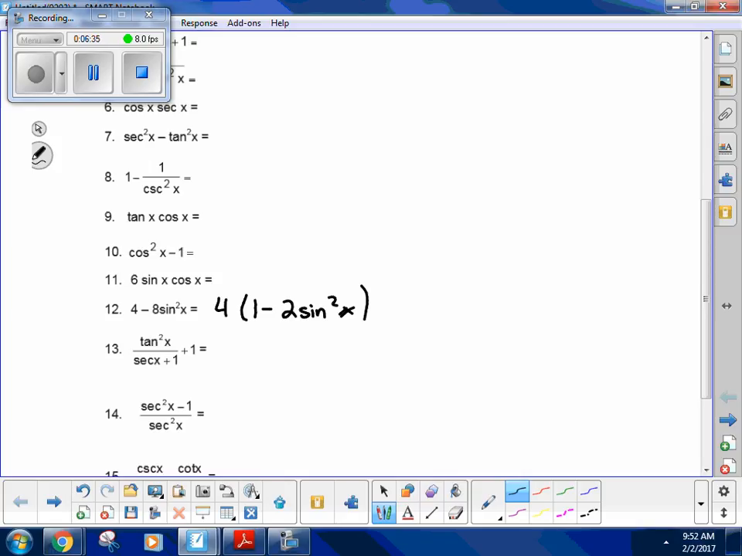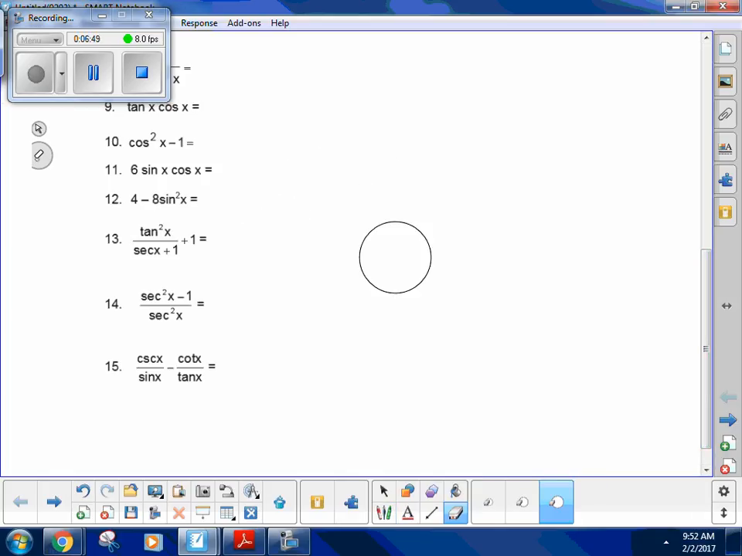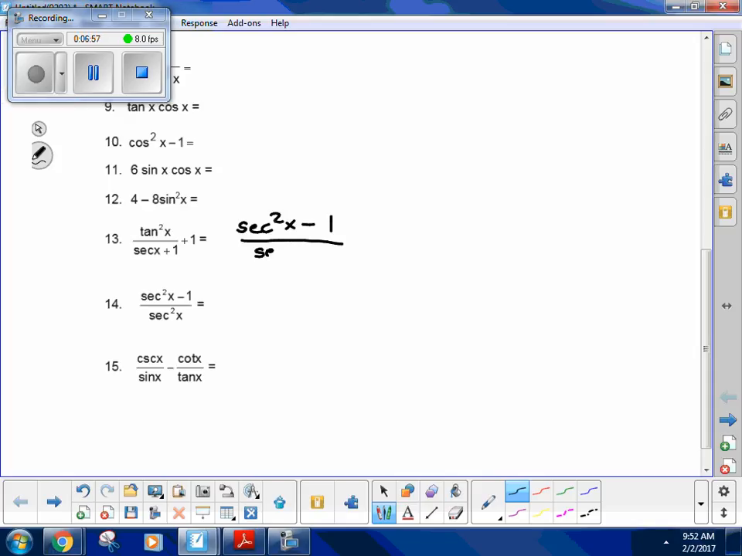Okay. All right, lovely. Let's move on to question 13. Now with question 13, we have the benefit that in seeing this one with tangent on top, one of the things I'm going to do is convert this to secant square x minus 1 over secant x.